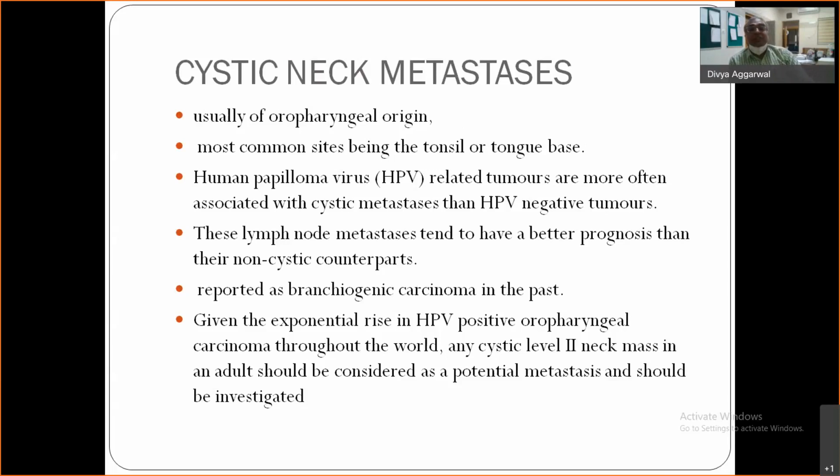These lymph node metastases tend to have a better prognosis than a non-cystic or solid counterpart. It was reported as a bronchogenic carcinoma in the past, and now we are finding more and more detection of HPV positivity in oropharyngeal carcinoma throughout the world. Any cystic level 2 neck mass in an adult should be considered as a potential metastasis and should be investigated on those lines. I hope I'm clear.